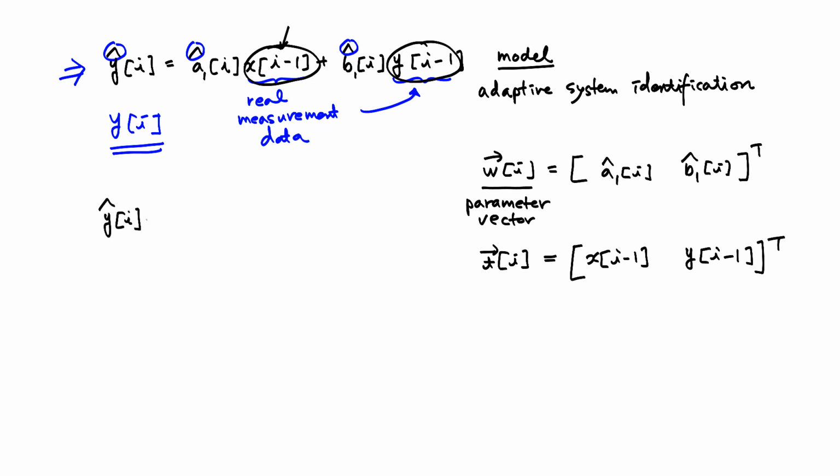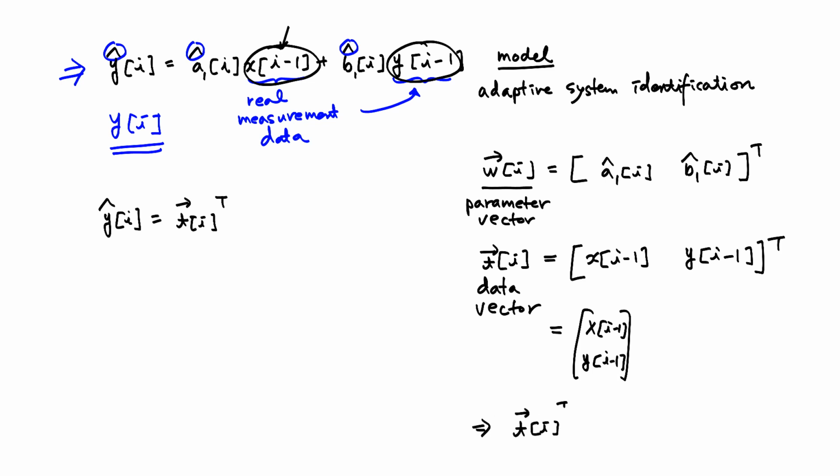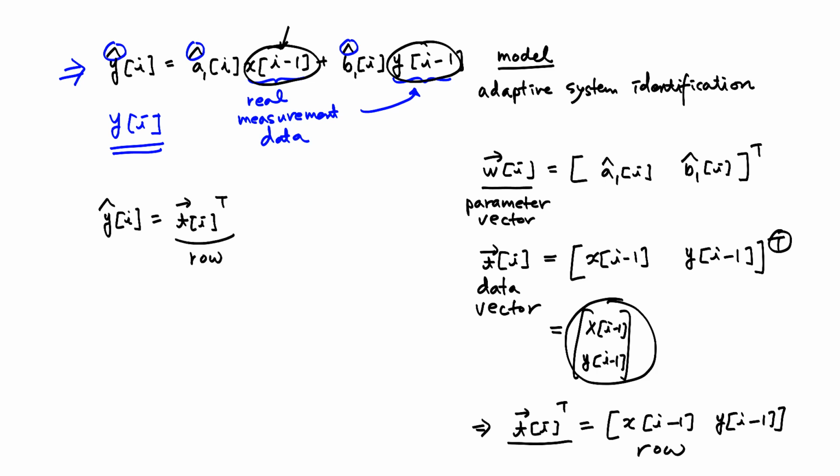y of i hat is data vector t of i transpose times w of i. This data vector is a column vector, x of i minus 1, y of i minus 1. So t of i transpose, you're basically converting this into a row. It will be like this without this transpose sign. So we have a row vector here, and you multiply that by a column vector, which is w of i. And again, this is a column vector.